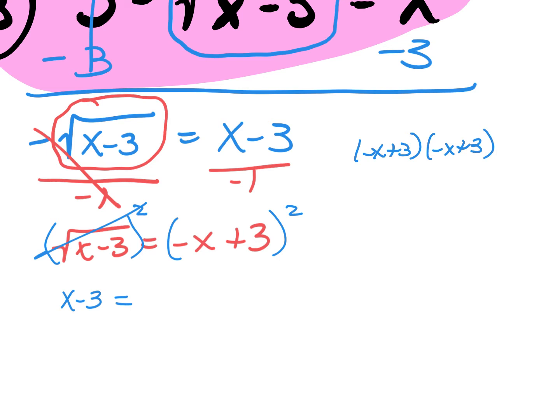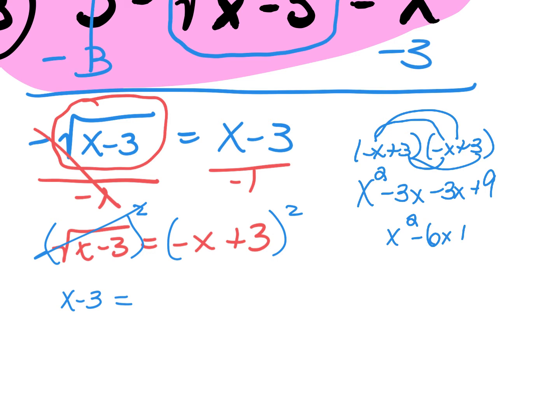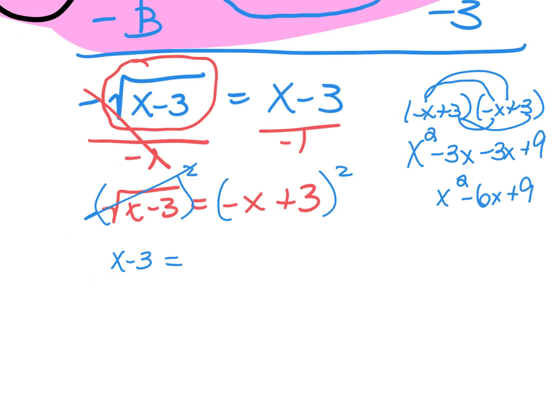Twice. So we FOIL. So negative x times negative x is x squared. Negative x times 3 is negative 3x. Positive 3 times negative x is negative 3x. Positive 3 times positive 3 is 9. So I have x squared minus 6x plus 9. That's going to go right here. X squared minus 6x plus 9.